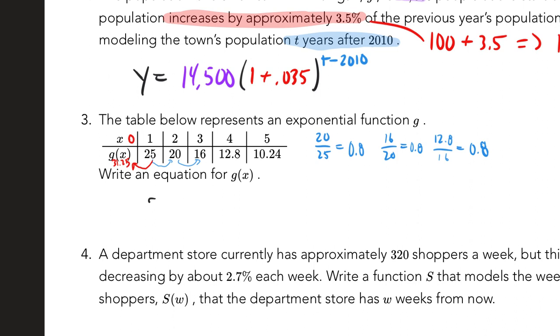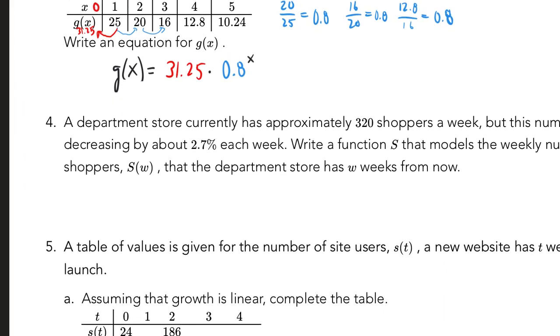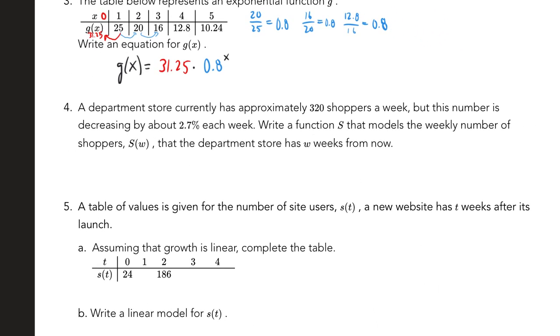So g of x equals 31.25 times my growth rate, or decay rate in this case, which was 0.8. And that should be to the x power. There we go. Definitely something you guys should be able to do.